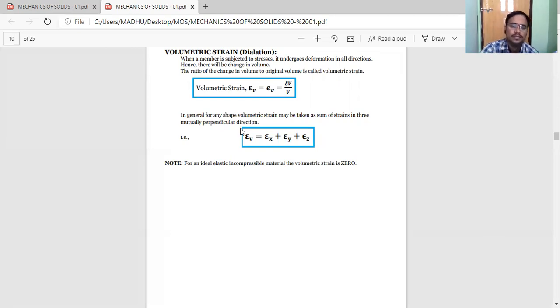It is also given, in general, by epsilon V is equal to epsilon X plus epsilon Y plus epsilon Z. So for an ideal elastic incompressible material, the volumetric strain is 0. What does it mean? If the given object is incompressible, we cannot compress it, so we cannot change its dimensions. When we cannot change the dimensions, from where do we get the strain? We won't get the strain. That is what the note is explaining. It is 0.